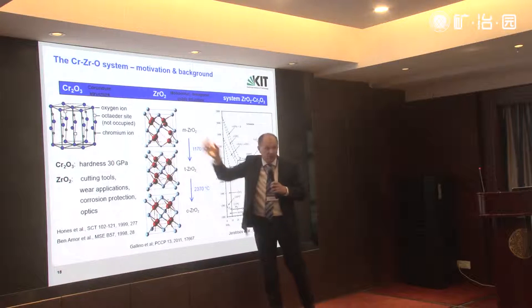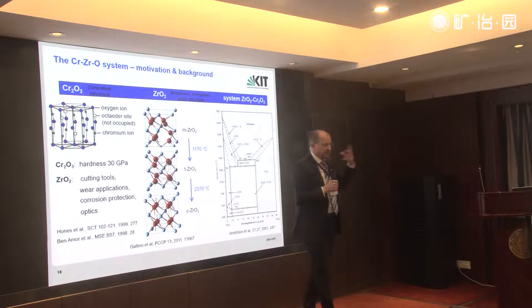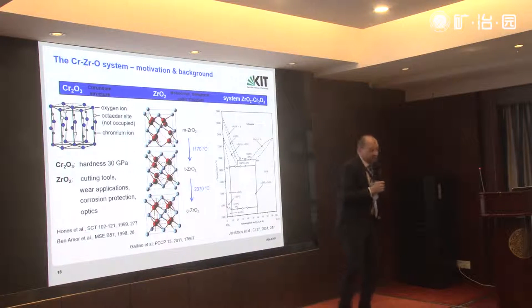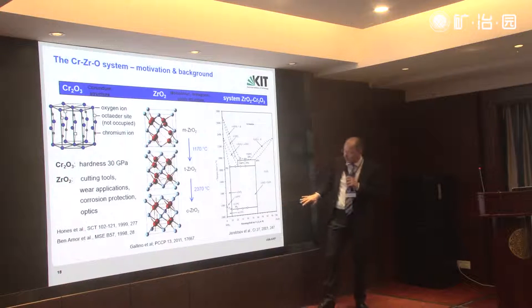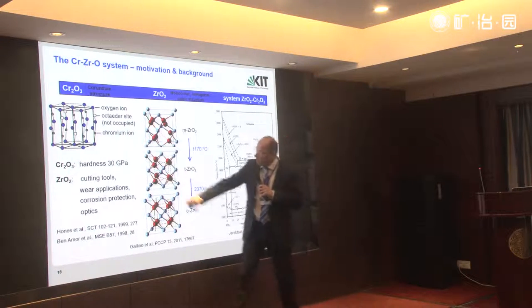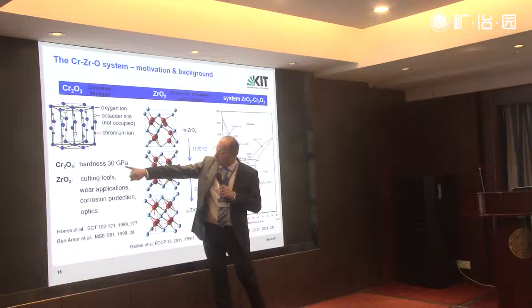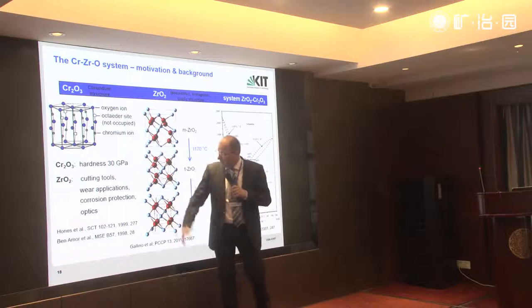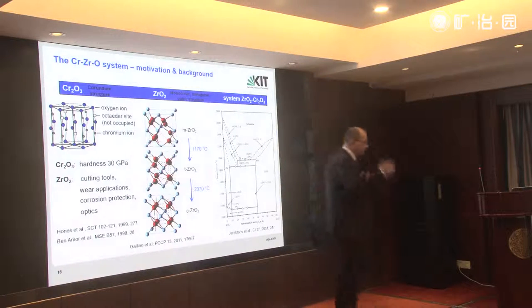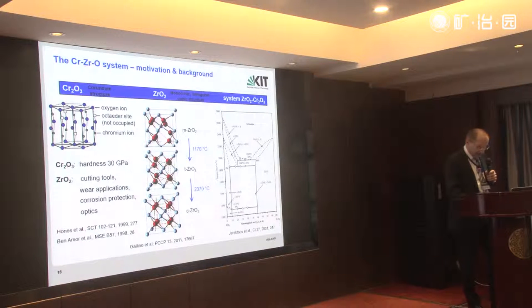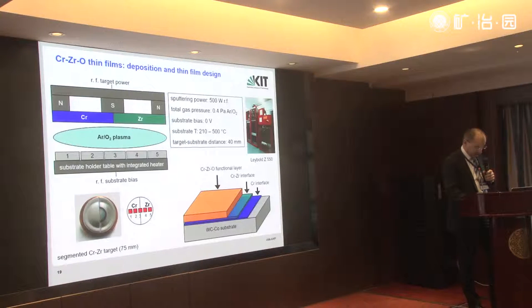So we have to take into account the different phase modifications, and in some cases as well, the phase transformations of the material. And also the phase diagram, which I'm not going into the details here. But look, the chromium oxide hardness is about 30 gigapascal, and zirconia is already known very well to be used as a hard material for coatings and cutting tools.